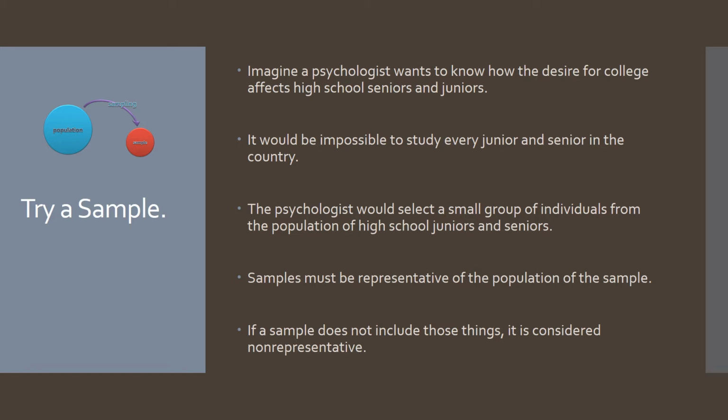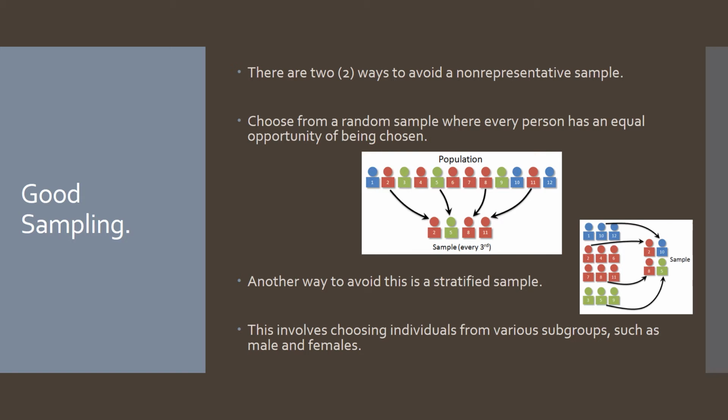Now the sample must be representative of the population. If a sample does not include those things, it is considered non-representative. And we'll talk about that. Now there are two ways to avoid a non-representative sample. One of these is choosing a random sample, where every person has an equal opportunity of being chosen.